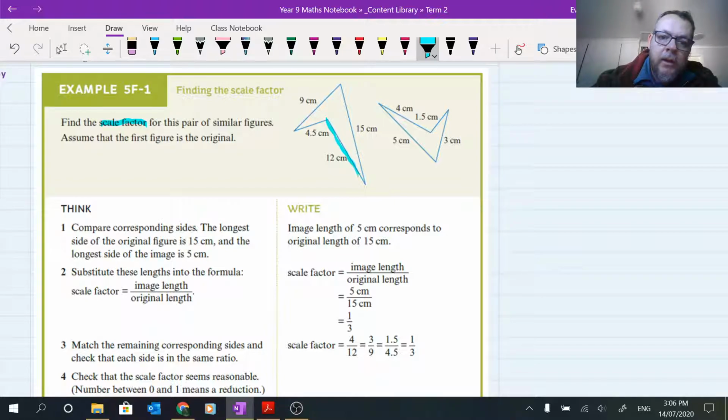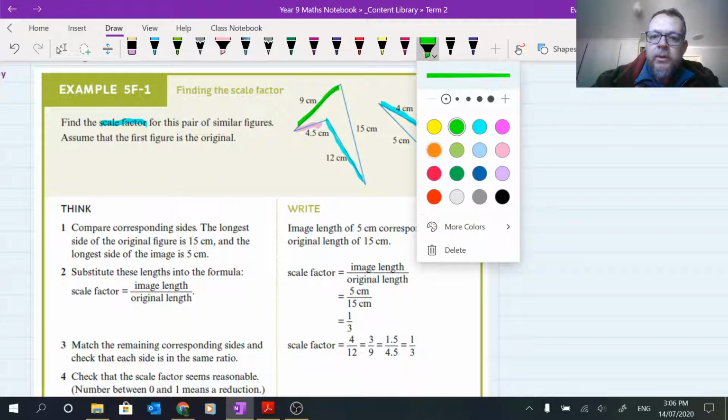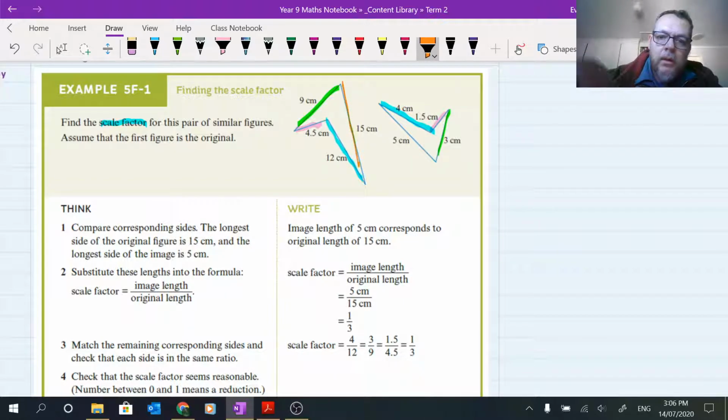So I can see that this side and this side are corresponding. What else can I see? I can see that this one and this one correspond to each other. They correspond, and the others correspond as well. So now we've got some corresponding sides, and we just want to use our scale factor formula, which is image length divided by original length, to find the scale factor.